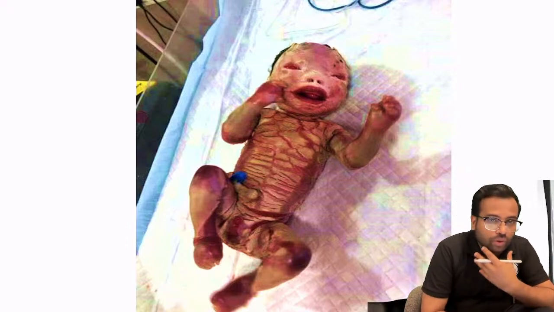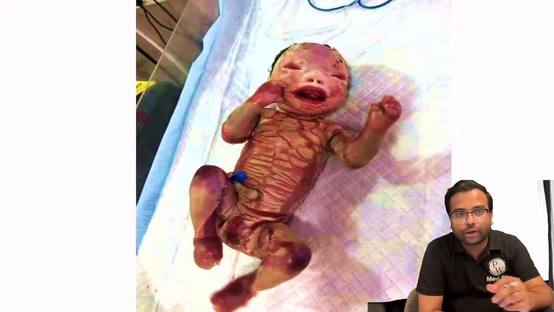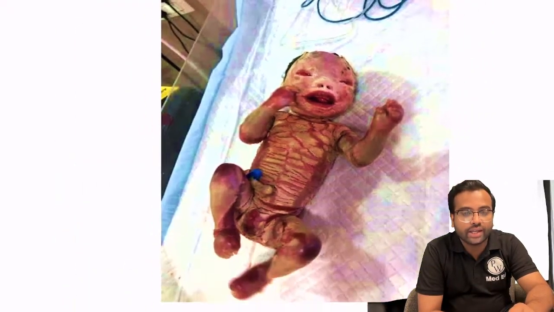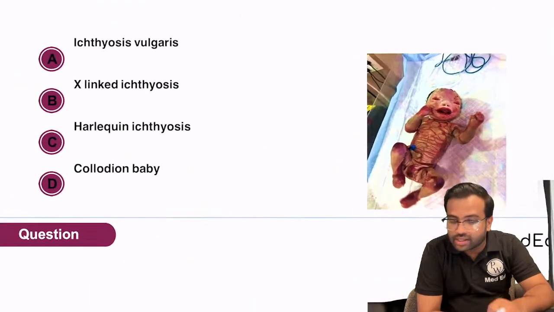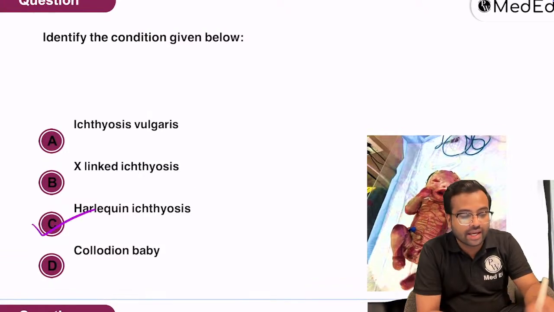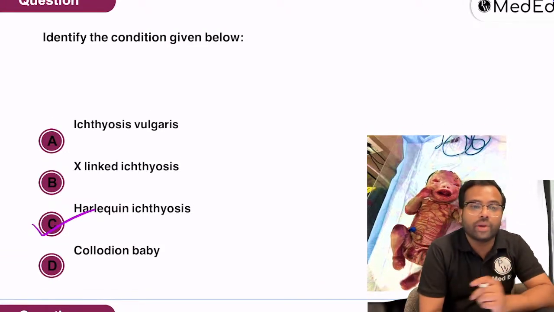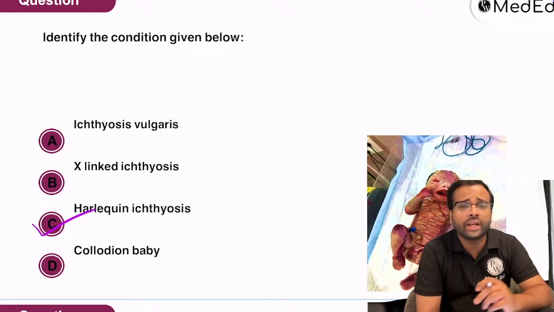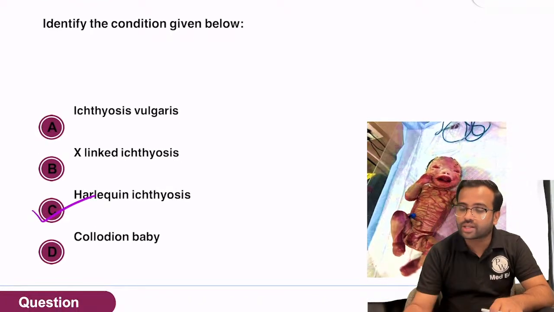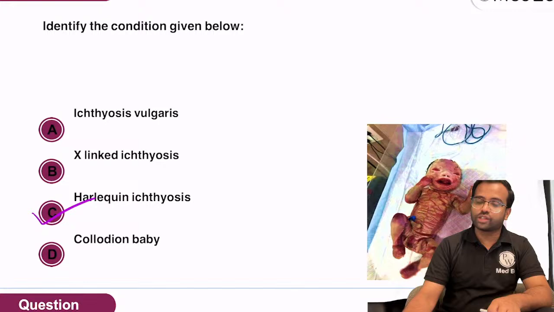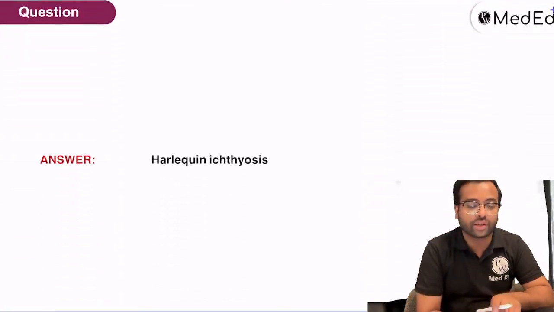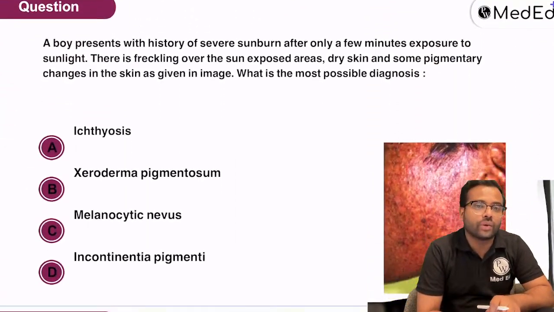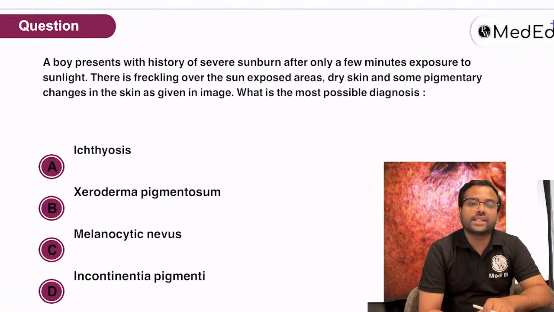So there is no proper development of the mucosa of the eyes or of the lips. So what is this? Most of you are answering it as C. This is called the harlequin baby or harlequin ichthyosis. Very typical spot diagnosis, and I can see the entire chat box is filled with C. I guess nobody is having a doubt whether it is harlequin ichthyosis or not. So now let's see the next question.